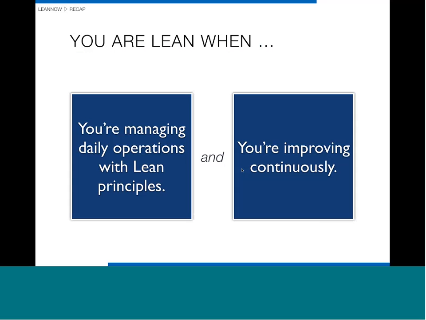So when I say doing lean, I'm talking about two things. I'm talking about managing your daily operations with lean principles and also improving continuously the flow. So just putting it in place is not enough. You have to also be improving it. A lot of organizations take literally years to get to the point where they're actually managing daily operations with lean principles. So what we wanted to do is kind of put the cart before the horse, or put the cart after the horse, I should say, and start with flow, and then be able to use flow to focus on the other parts of lean implementation.